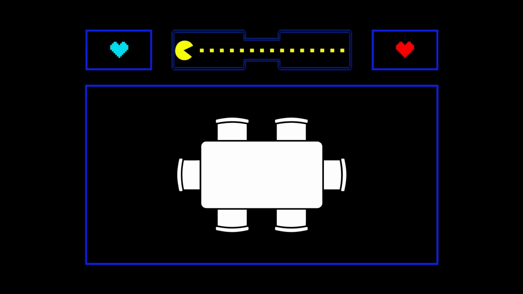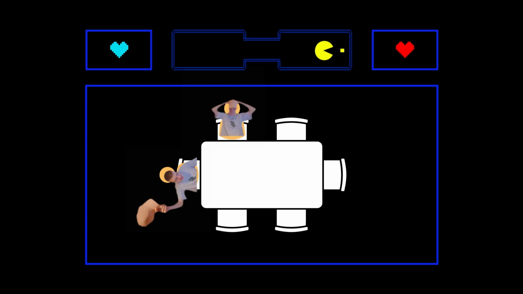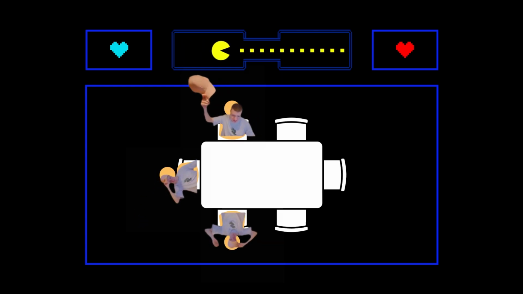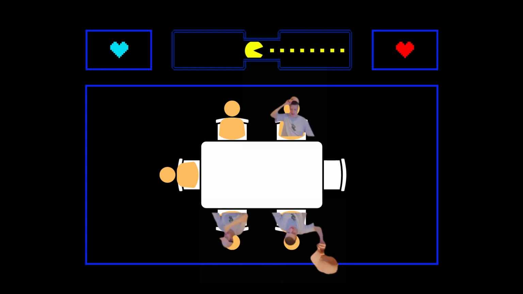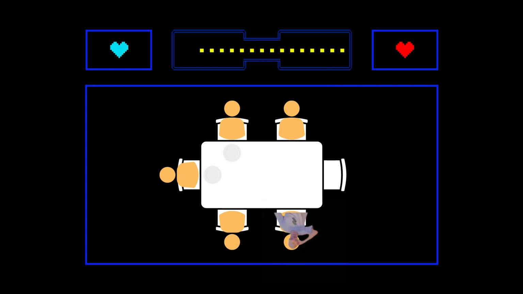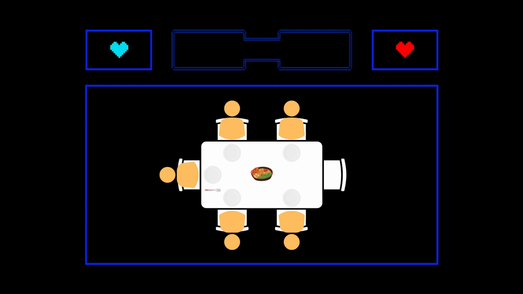How can we imagine the dining philosophers problem? We can imagine that there are five philosophers seated around a dining table. In front of each philosopher is a plate. In the middle there is food, and between each pair of plates there is a single fork. So to eat, a philosopher needs two forks, one from their left and one from their right.